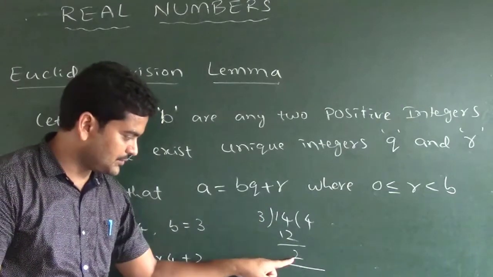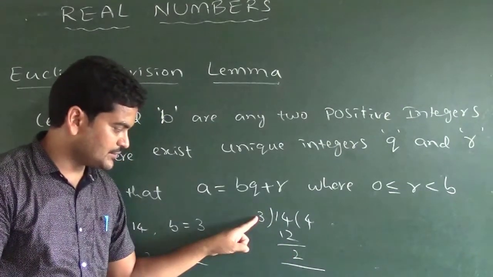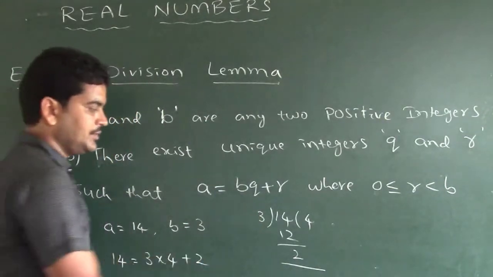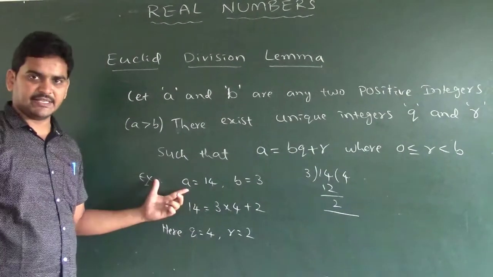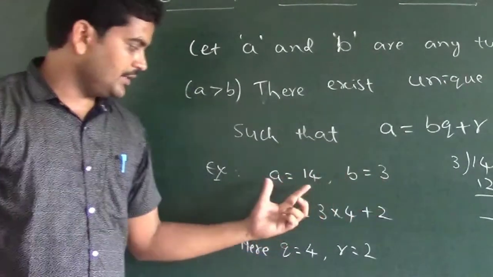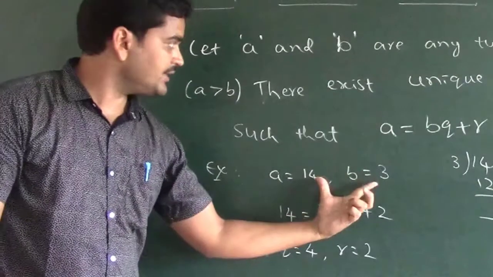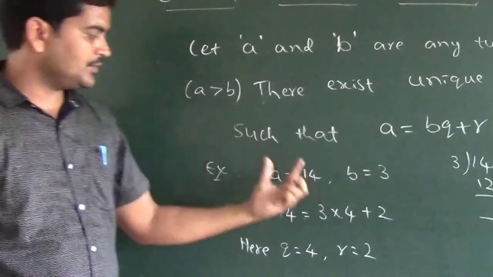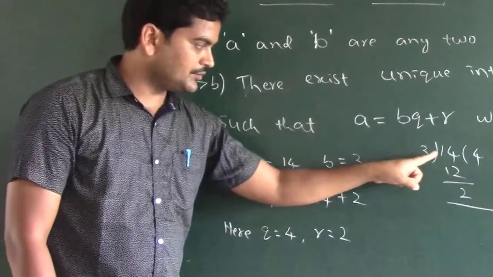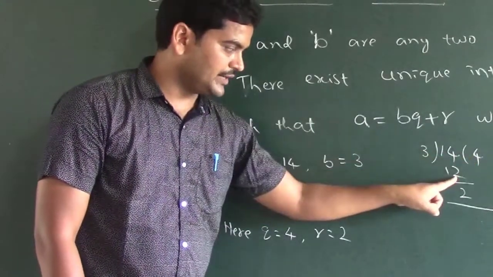Okay, here 2 is the remainder, 3 is the divisor. So 2 is less than the divisor. Okay, so here now we are taking one example. a is equal to 14, b is equal to 3. 14 is greater than 3, that is the condition here. So 14 is greater than 3. Now 14 is divided by 3. So 3 fours are 12.